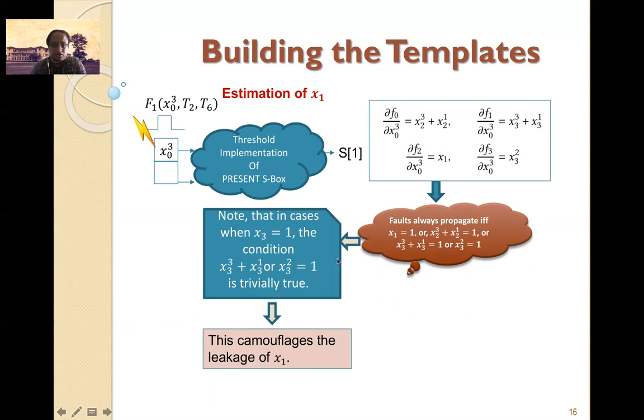But here is an interesting case. Note that when x3 is equal to 1, then the condition x33 plus x31, that is, or x32 equal to 1, is trivially true, because the XOR of all these masks should give x3. And this camouflages the leakage of x1, because whenever x3 is 1, the fault always propagates, and therefore it doesn't allow the value of x1 to get leaked.